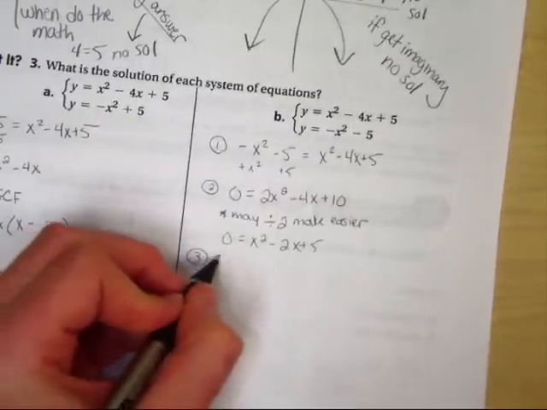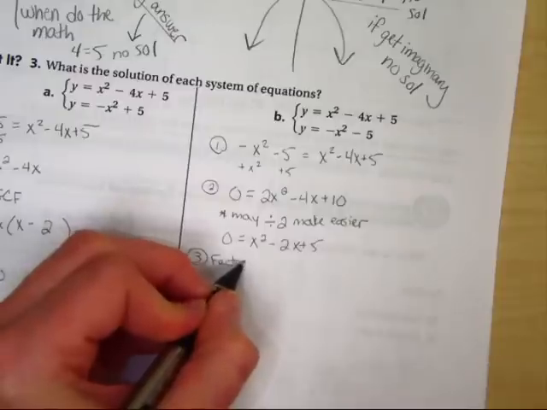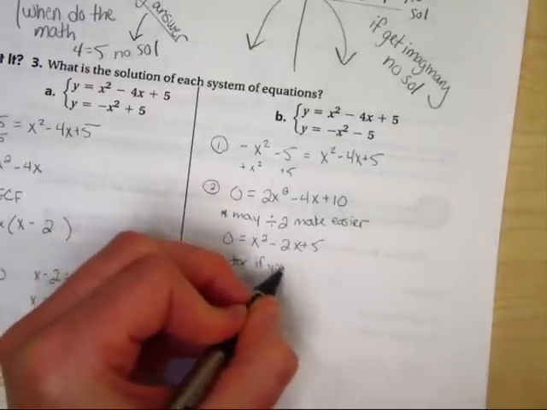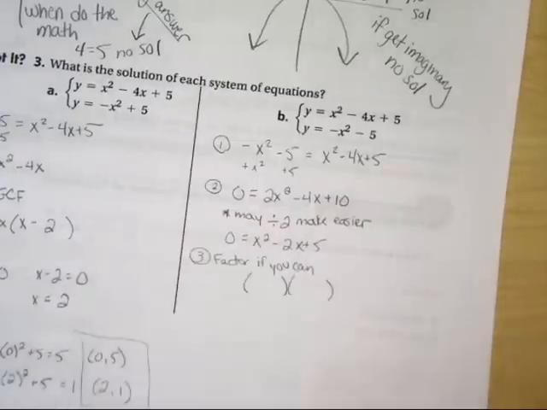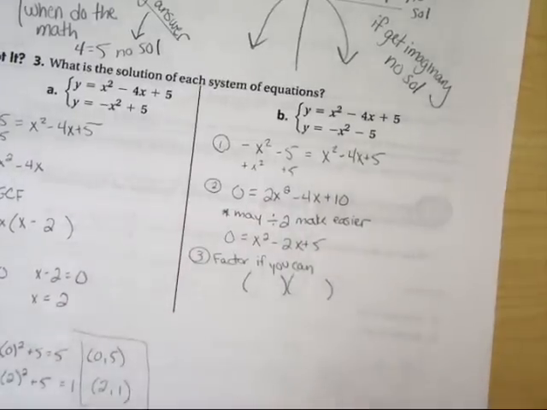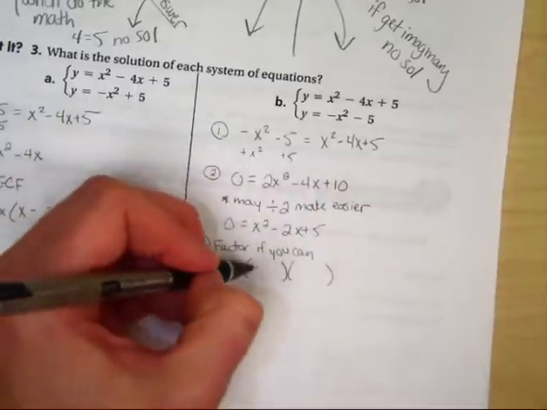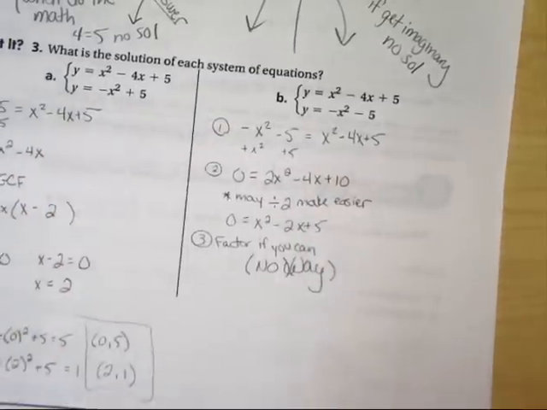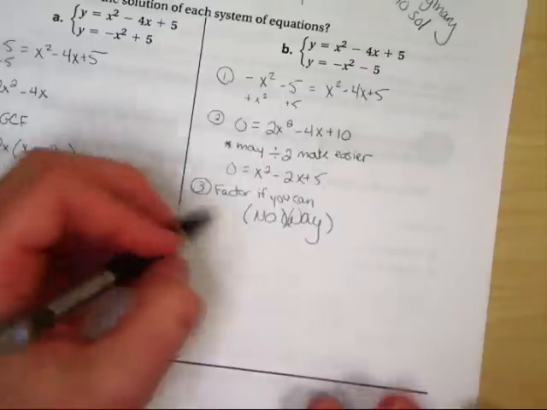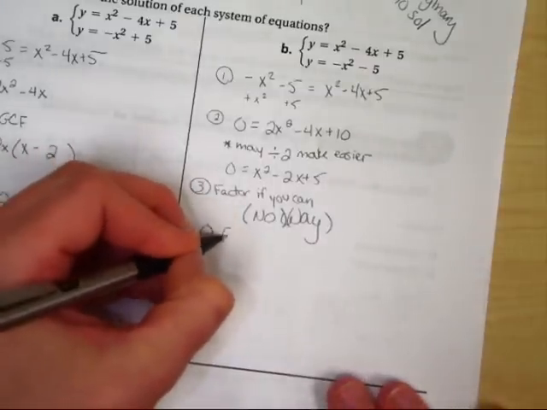Step 3. Step 3 is where you factor if you can. Can you guys think of anything that breaks down? Any factors of positive 5 that make negative 2? The answer is no way. There's no possibility that you're going to be able to factor that. If you can't factor, you're going to use the quadratic formula.